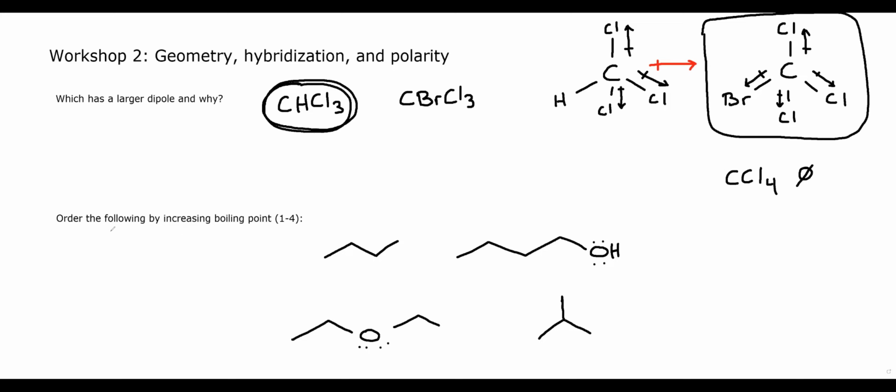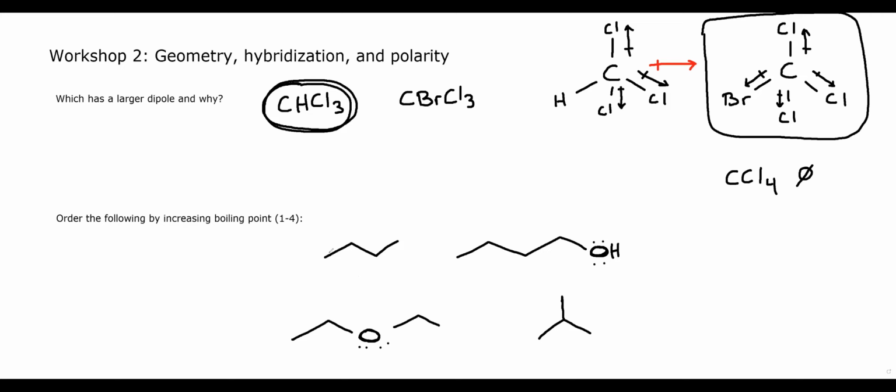Now for our final question here, let's order these 4 molecules by increasing boiling point, 1 through 4. Okay, so we have a 4-carbon chain, butane. We have a 4-carbon chain with an alcohol, butanol. We have a 4-carbon chain all connected to a central carbon. This is called t-butane. And then we have diethyl ether right here. This is a very common solvent, diethyl ether.